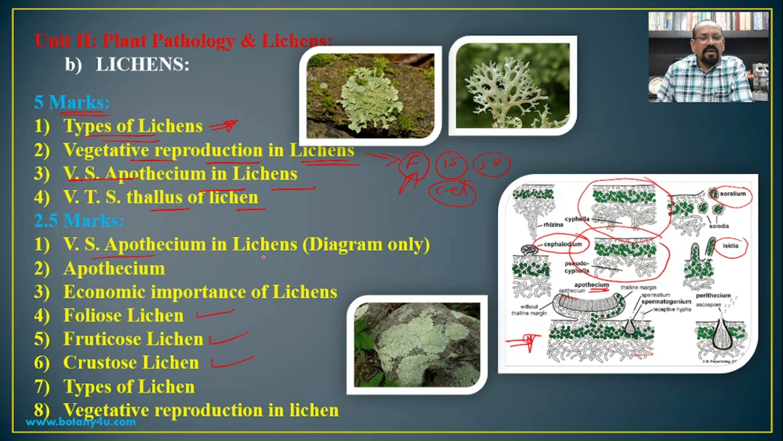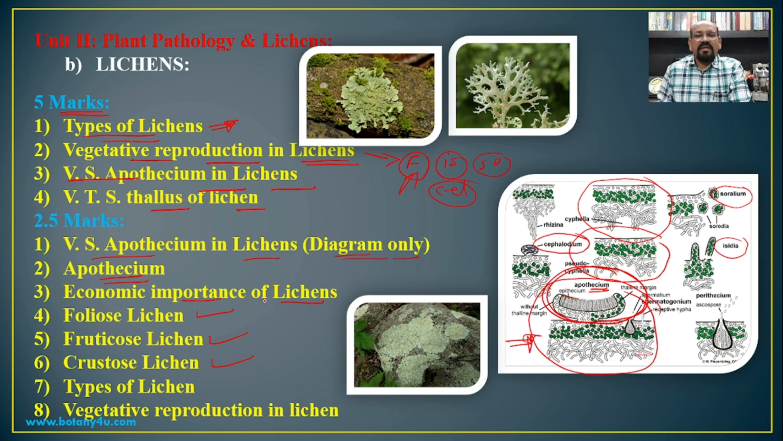Then VS of apothecium in lichen, diagram only, meaning in this question we have to draw this diagram only. Then apothecium, we have to describe the structure of the apothecium, which is the fruiting body. Then economic importance of lichen.